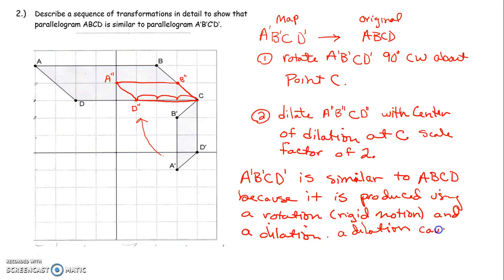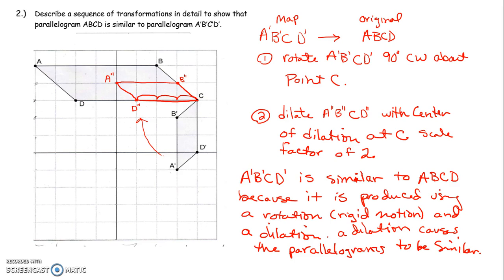Dilation causes the parallelograms to be similar. Your teacher might want you to go in detail and say, once we have a dilation, we know the angles will be the same size. So the corresponding angles will have the same measure. Corresponding sides will be in proportion. They might want those keywords. Corresponding angles have the same measure. Corresponding sides are in proportion. Hopefully something along those lines would get you full credit on this.